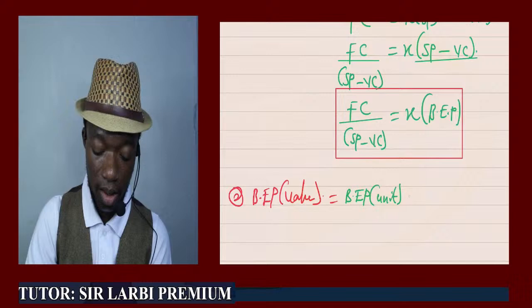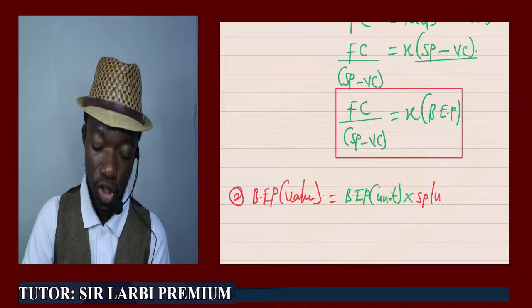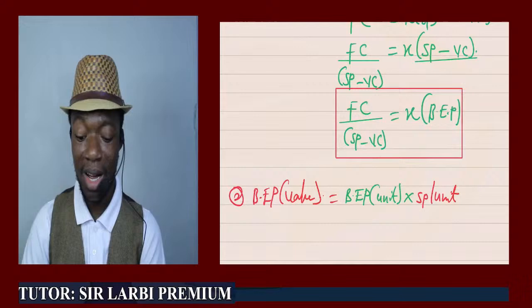That is formula one: multiplying the selling price per unit. And always the selling price is going to be given. If it's not given, you must find a way to compute it. But for the most part, you're always going to be given it so that you can use it for your calculation.